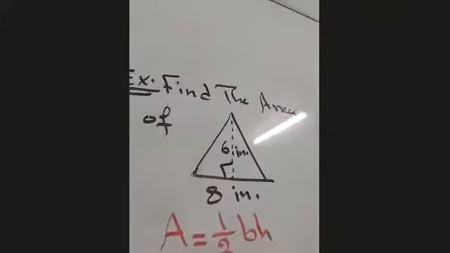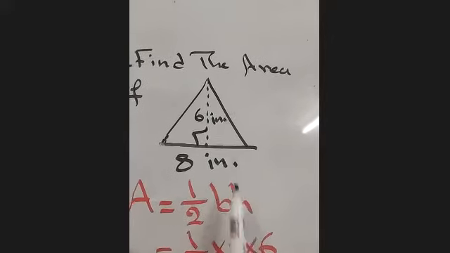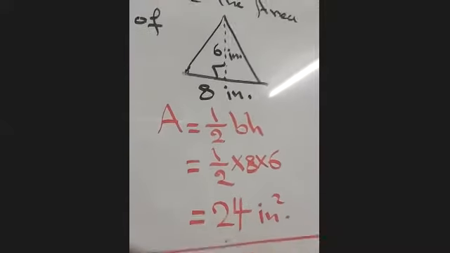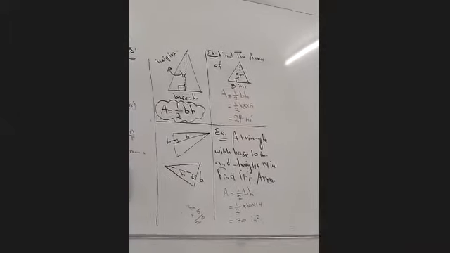So the first step, we write the formula. Then we replace B by its number. We replace H by its number. Then we multiply, calculate, and find the answer. That's why you need to memorize the formulas. You understand now? Yes. Good.